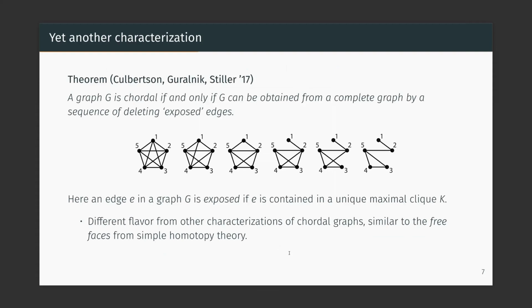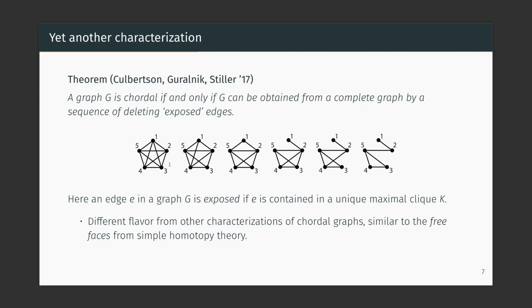Now, about 4 years ago, there was another characterization of chordal graphs that had a different flavor. It seemed to be new, as far as I know. Culbertson, Guralnick, and Stiller say that a graph G is chordal if and only if I can obtain it from a complete graph, a graph with all possible edges, by a rule for deleting what are called exposed edges. An edge is exposed if it's contained in a unique maximal clique. A maximal clique is a complete subgraph, and the edge should be contained in one and only one of those.